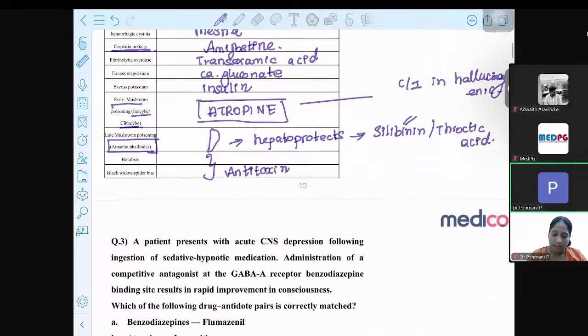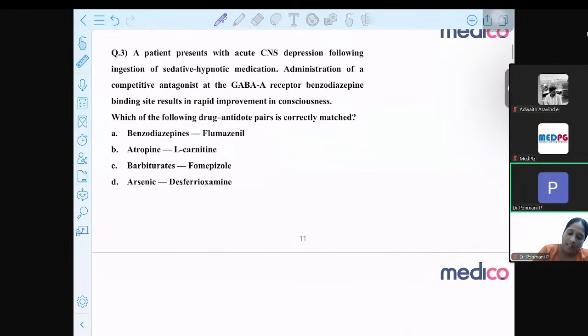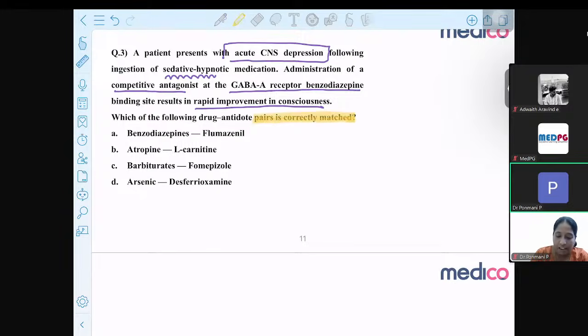Now moving to the third question. A patient presents with acute CNS depression and he has ingested a sedative and hypnotic medication. After that, there's administration of a competitive antagonist acting at the GABA-A receptor at the benzodiazepine site, which results in rapid improvement in consciousness. So what are they asking? Here also they're going to ask the drug and antidote pair. So we need to match which pairs are correctly matched. We will look at the options one by one.